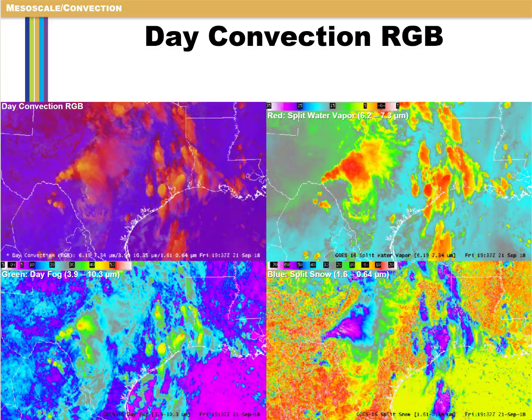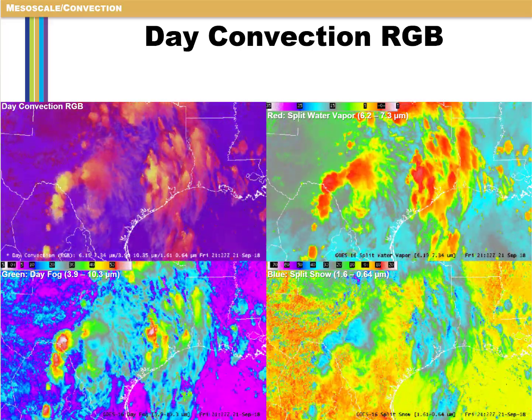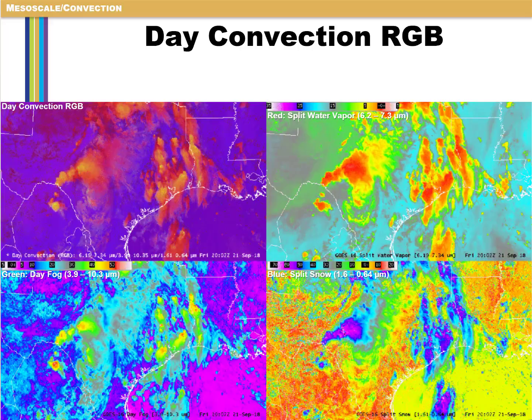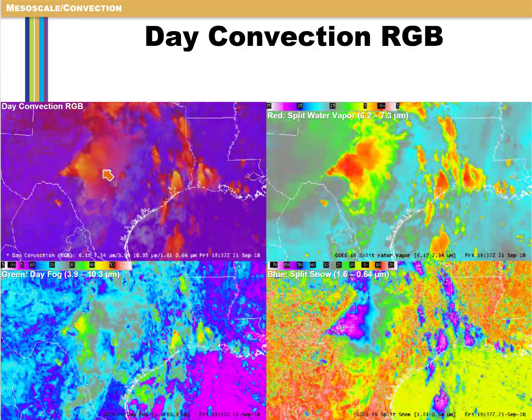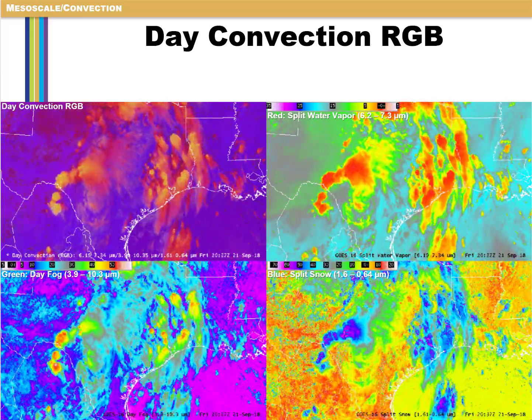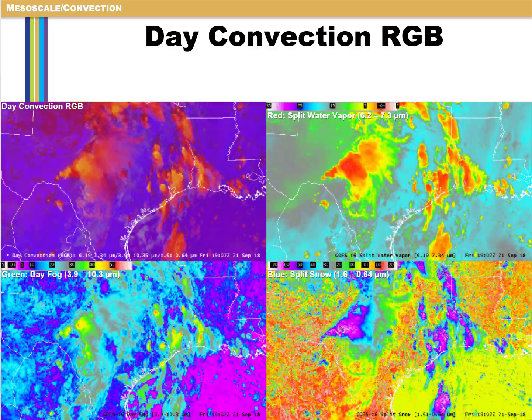The large red and green components is why we see yellow. Older or dissipating convection show up as orange or red, since the green component would be smaller due to larger ice particle size, and warmer cloud tops decrease the red component.